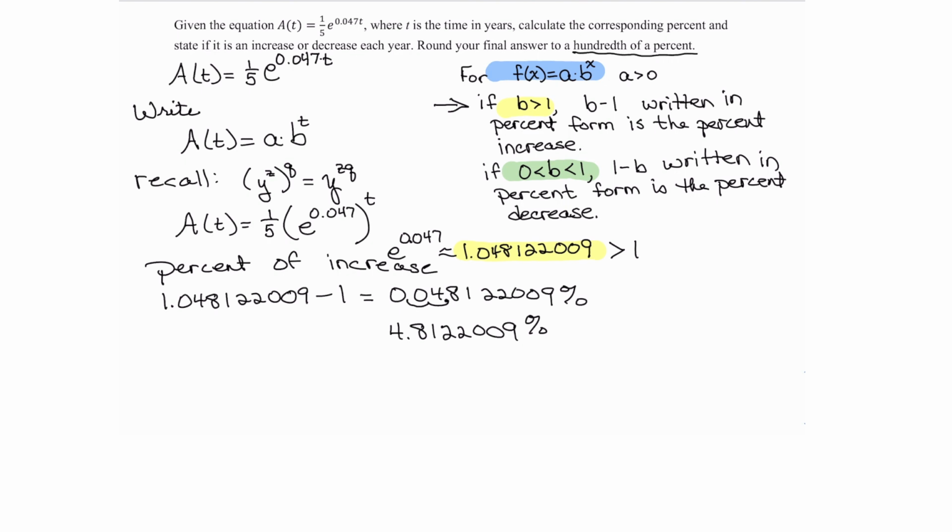So we round it after we put the percent. So for the hundredth of a percent, we have our 4.81, and the number after the 1 is a 2, which is less than a 5, so we'll just drop off those digits and have our percent increase is 4.81%, and it's an increase. And that's how you are able to take your given equation that is a base e, transition it with properties of exponents, and then determine the percent of either increase or decrease depending on your situation.